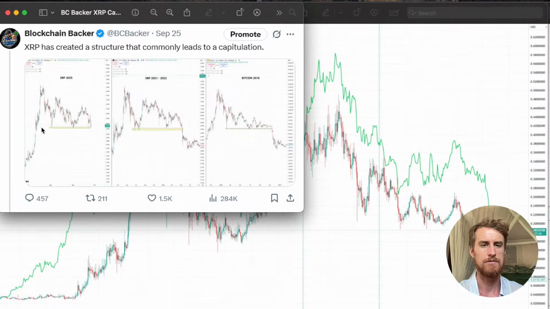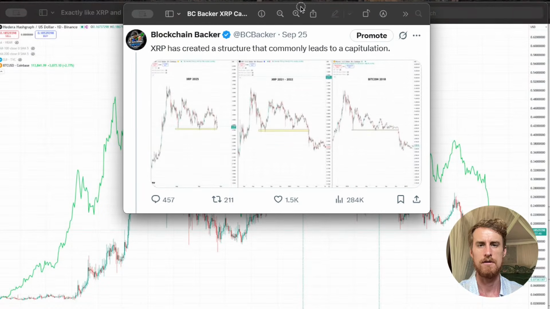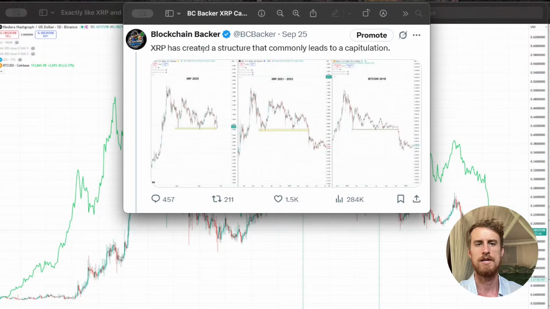I wanted to show you some charts here. BC backers come out with a lot of really powerful data. XRP has created a structure that commonly leads to a capitulation. So that's the XRP structure. Historically, that similar structure has led to capitulation down, which is not good.